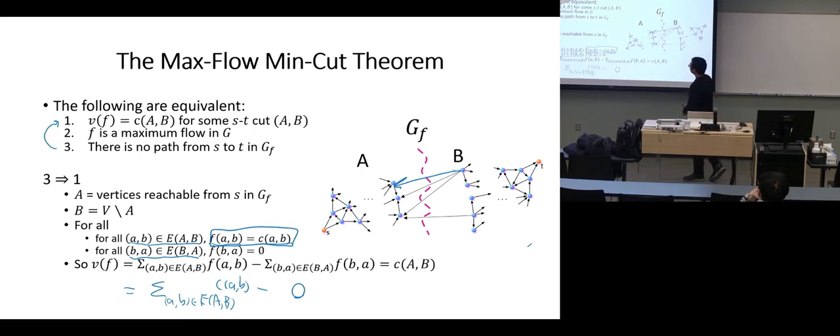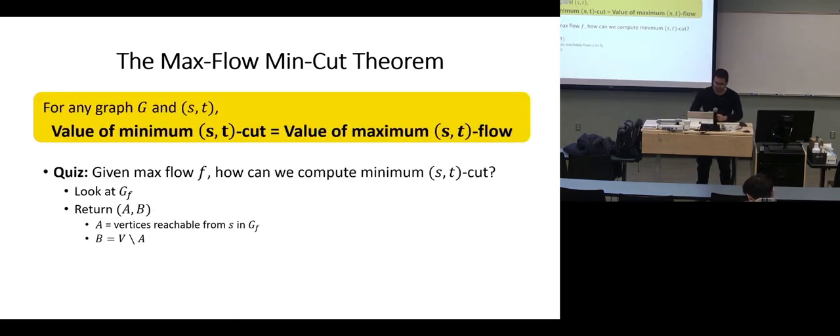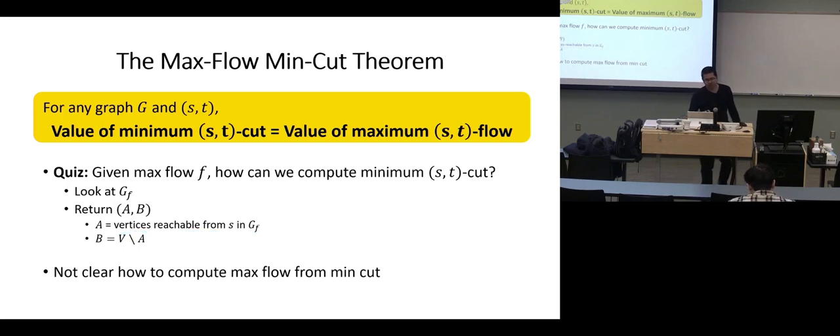Yeah. Just look at the residual graph and try to find the set of nodes that is reachable from S, right? Just get A and B here. And we just showed that this is a cut such that the value of this cut matches the value of the flow. So it means that this cut must be a minimum cut, because all cuts have size at least the value of the flow, but this is a cut with value matching the value of the flow. So this is the minimum cut. So just look at the residual graph and return A and B, where A is the set of nodes reachable from S. By the way, it's not clear how to compute max flow from min cut. It's clear how to compute min cut from max flow, not the other way around. I don't know of such a reduction.